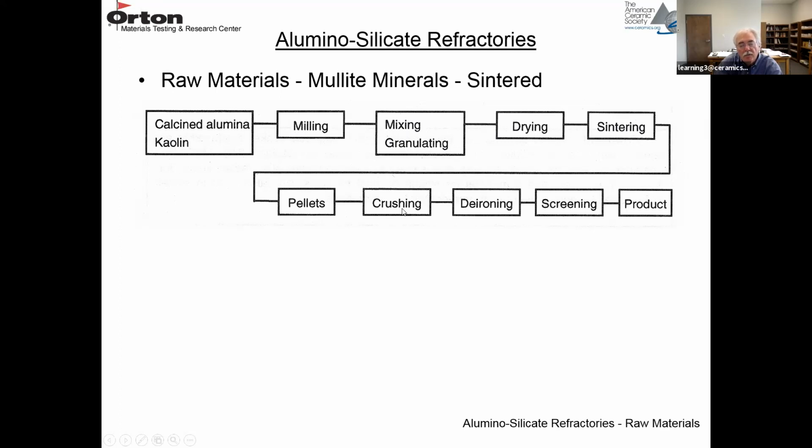These pellets that come out are then crushed. You can do some purification. Maybe you want to remove some iron. You screen it into the appropriate sizes, and that's your product. Different sizes of the mullite.